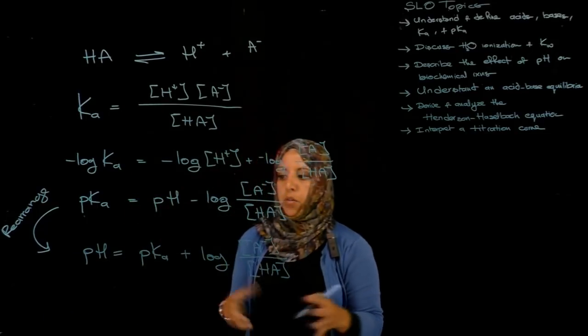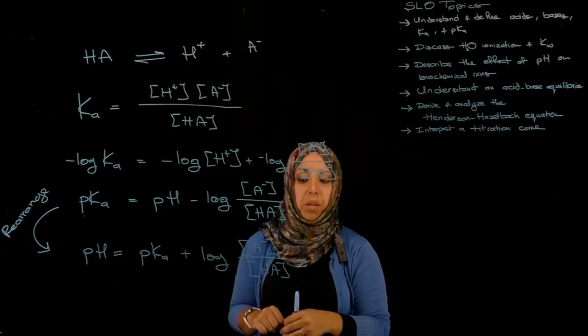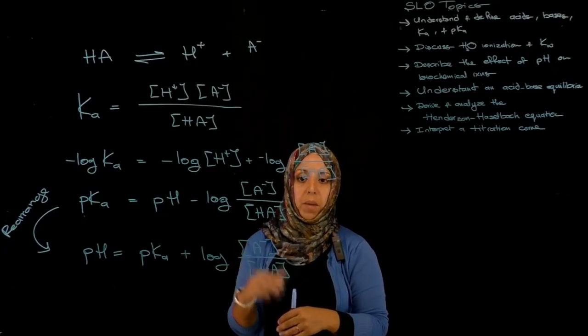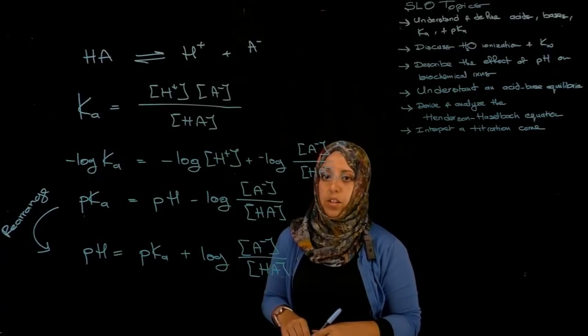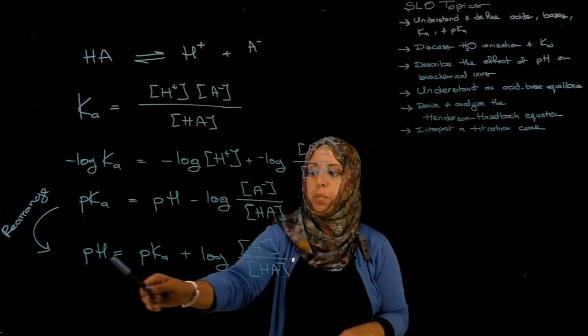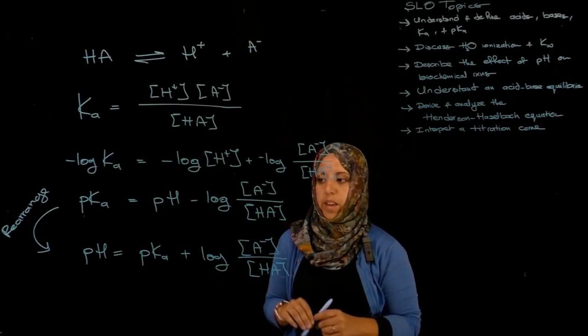All right, so if we rearrange the equation, we get that the pH is equal to the pKa plus the log of the conjugate base over the acid. All right, so that's what we refer to as the Henderson-Hasselbalch equation, where pH is equal to pKa plus the log of the conjugate base over the acid.